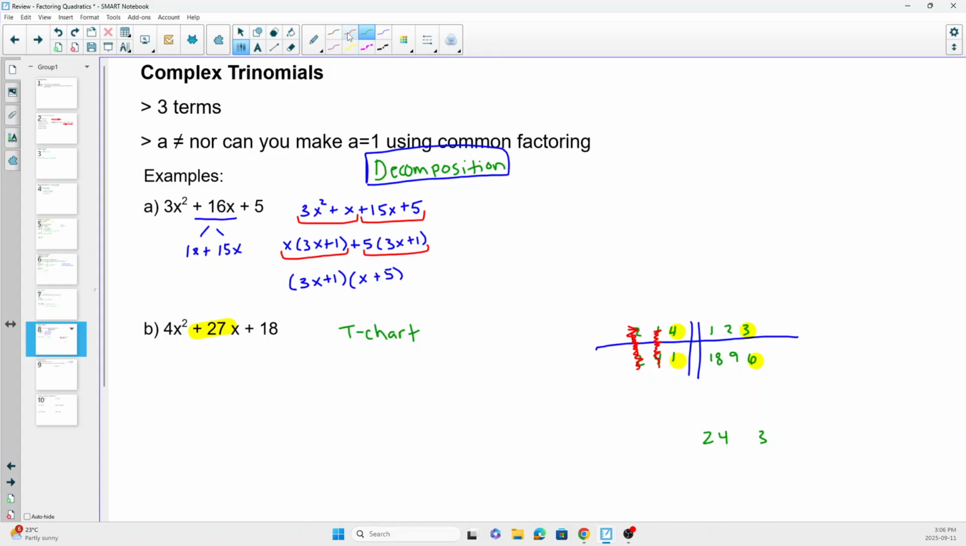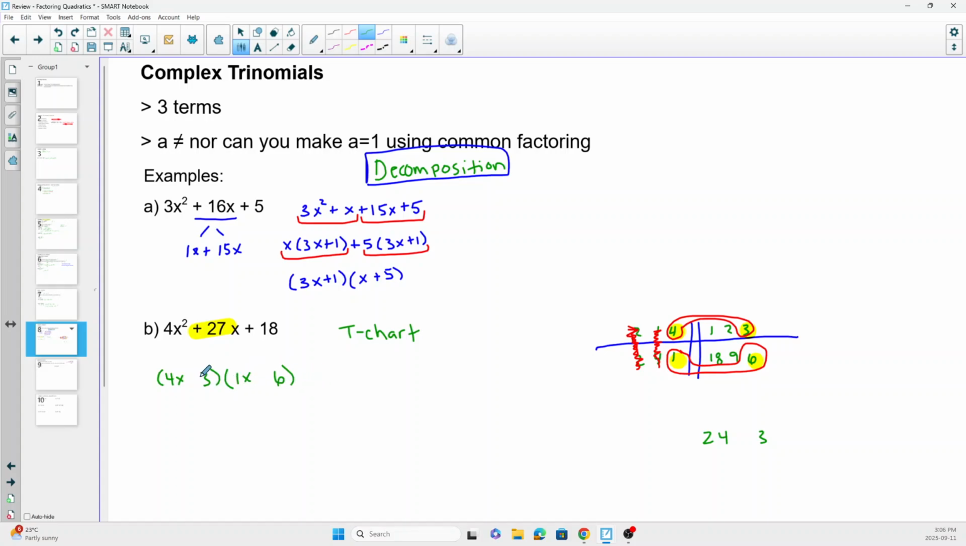So, good news is I have found my numbers, and the ones on the top stay together, and the ones on the bottom also stay together. And so my factors are, this is going to be my x term, 4x and a 3. And over here I'm going to have 1x, or just x, and a 6.